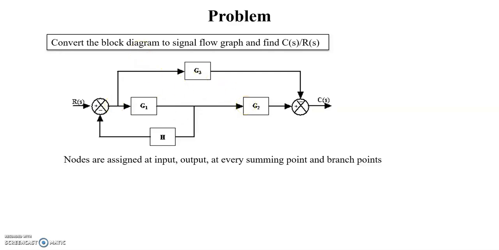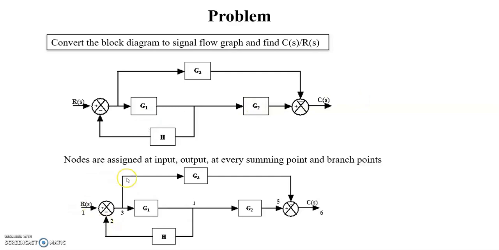First, the input node is 1. This is the input node, you put the node number as 1. The output is also another node, and the summing points and branch points are also nodes. So this is a summing point, you put it 2, this is a branch point 3, this is another branch point 4, again this is a summer, you can put it 5, and this is the output 6. Having 6 nodes, we can draw the equivalent signal flow graph.